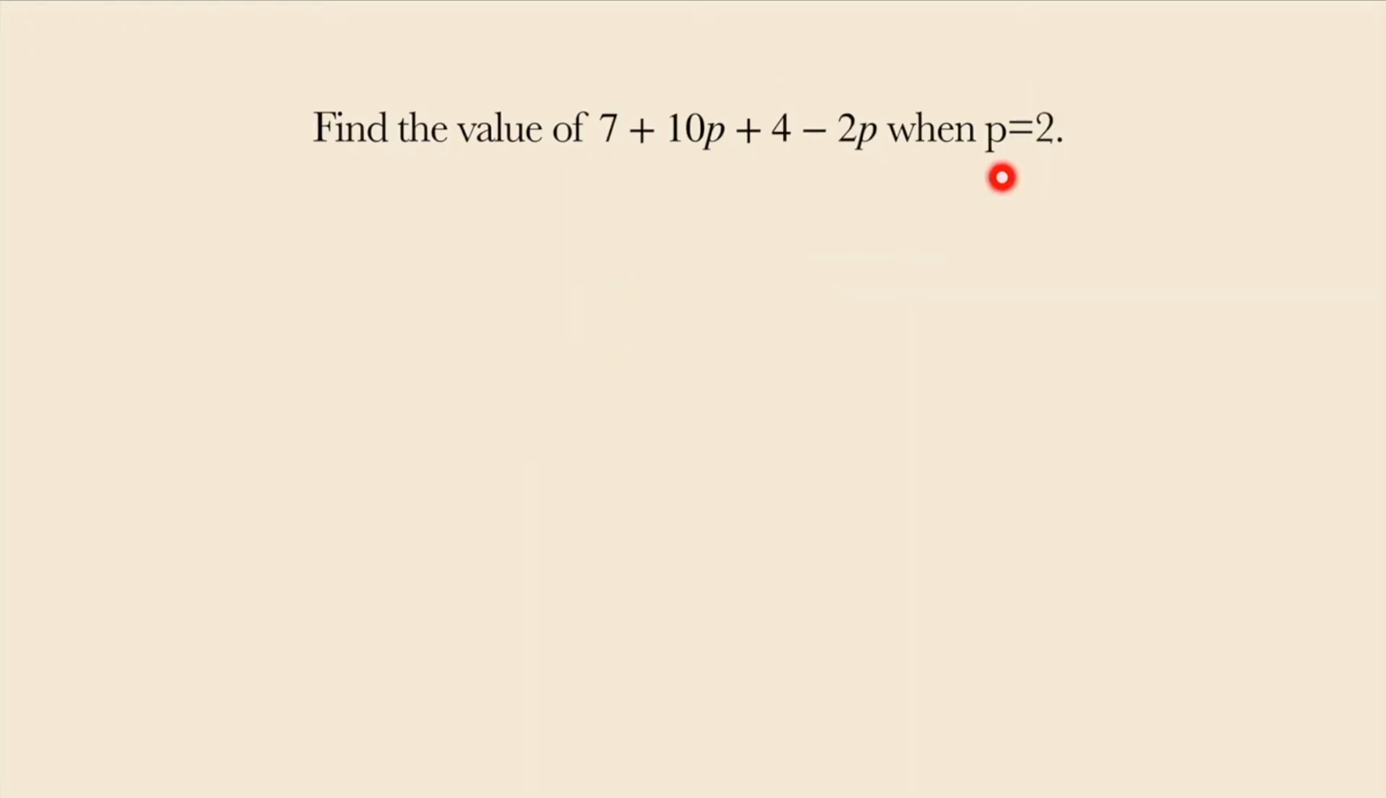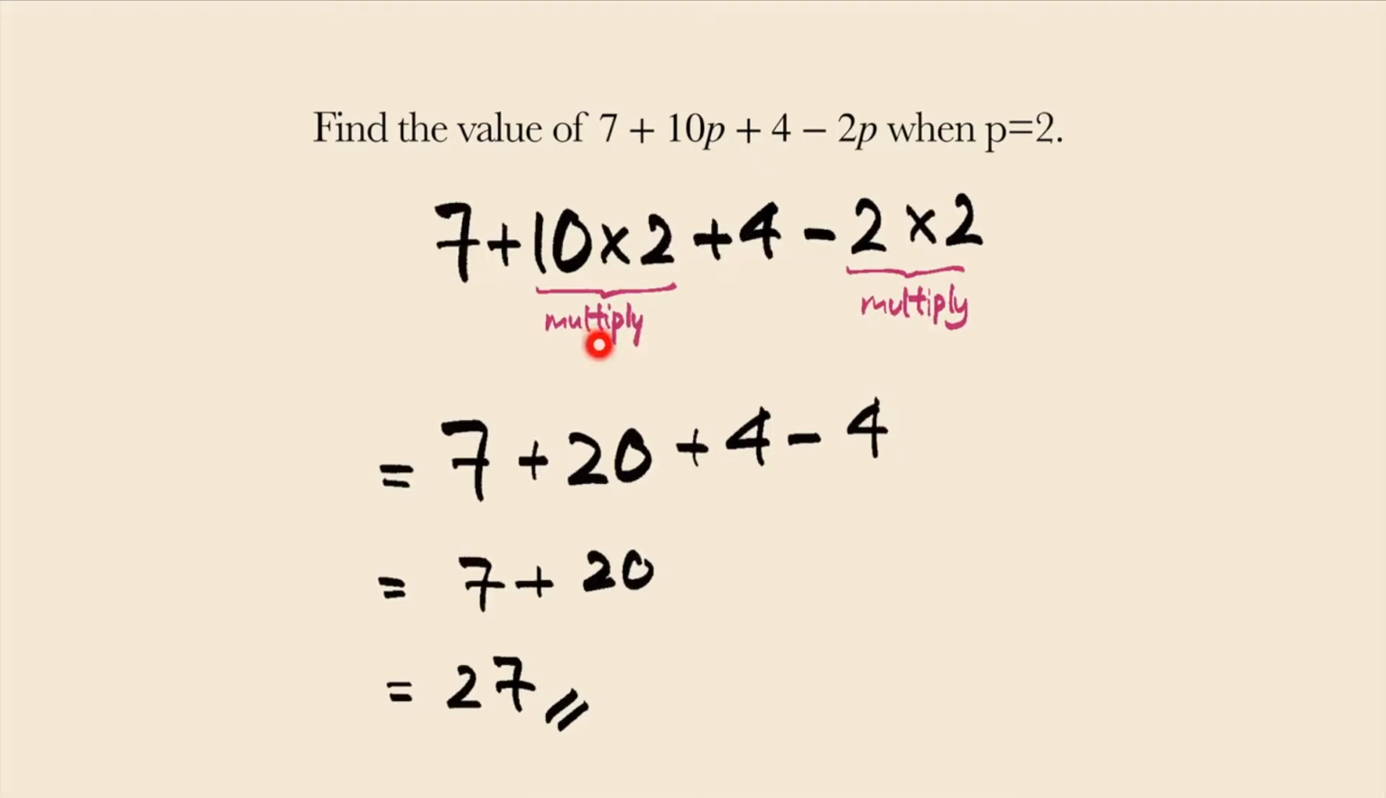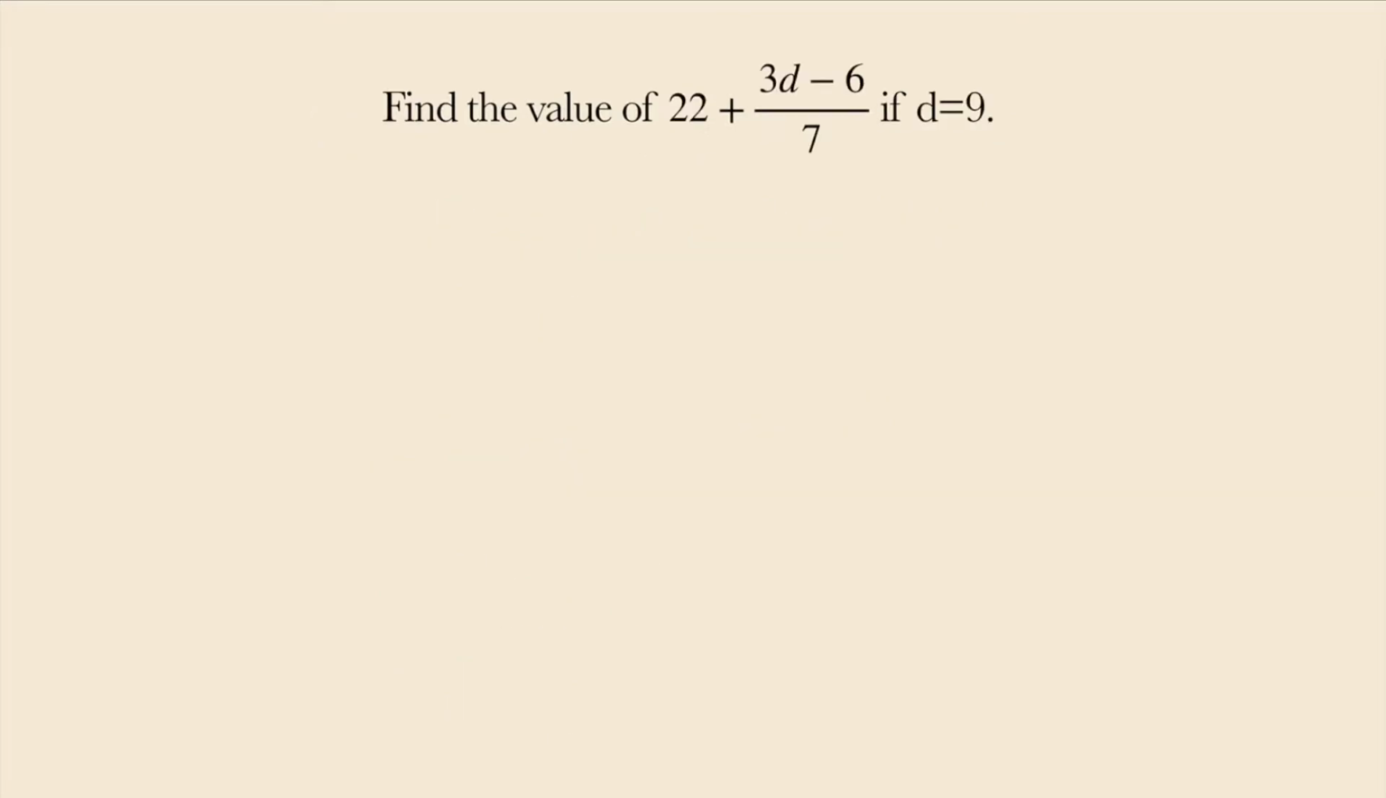Okay, substitute p equals 2 into this 4-term expression. And here we go. We're going to multiply 10 with 2 and 2 with 2, getting us a 20 here and getting us a 4 here. And then we'll evaluate. Okay. Now 4 minus 4 cancels out, so that's a 0. So 7 plus 20 is 27.